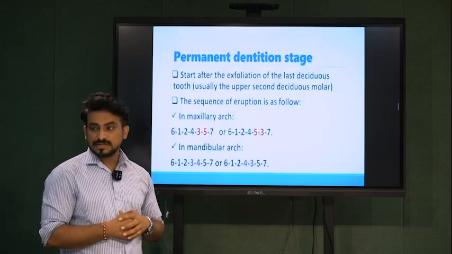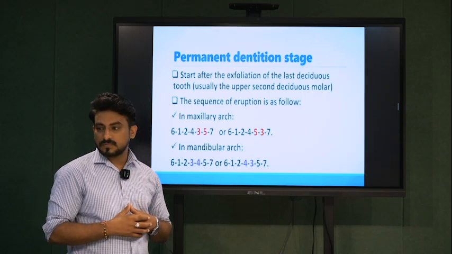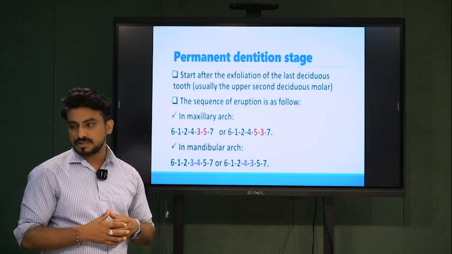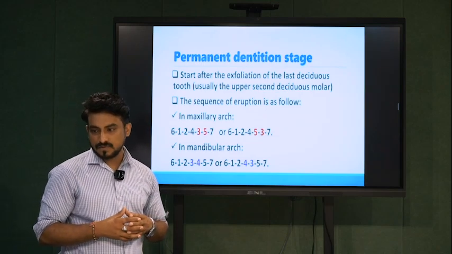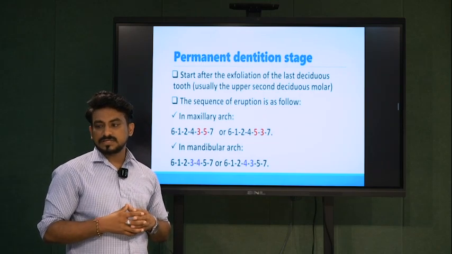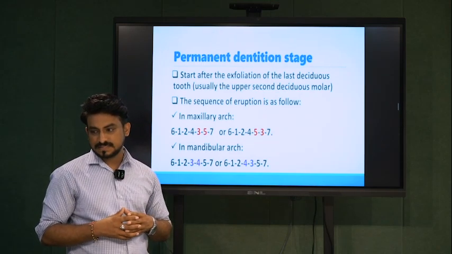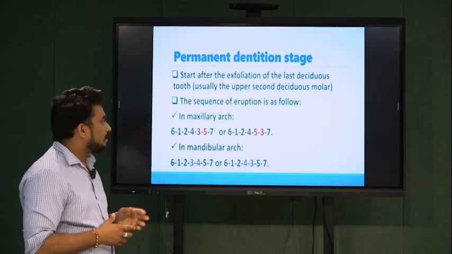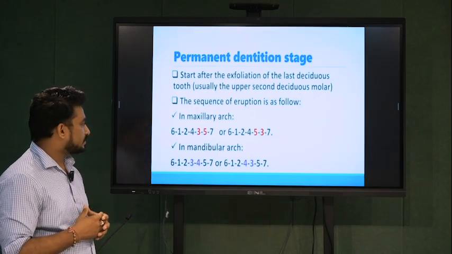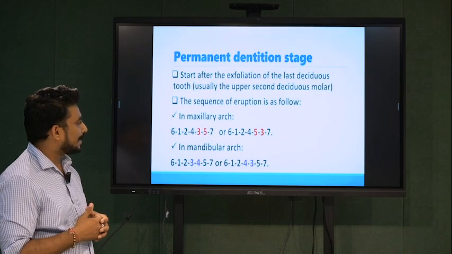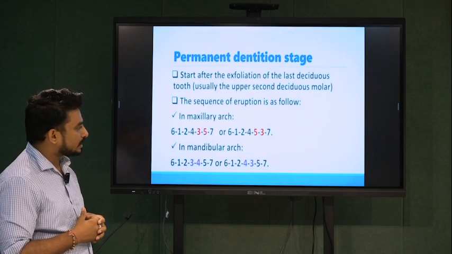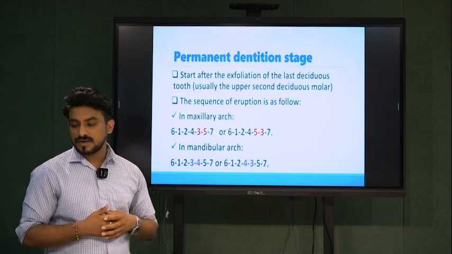Permanent dentition starts after the exfoliation of the last deciduous tooth, usually the upper second deciduous molar. The sequence of eruption is as follows: in the maxillary arch 6, 1, 2, 4, 3, 5, 7, or another is 6, 1, 2, 4, 5, 3, 7. In the mandible 6, 1, 2, 3, 4, 5, 7, or else 6, 1, 2, 4, 3, 5, 7, varying according to the patient.